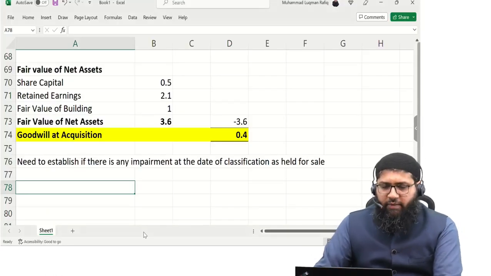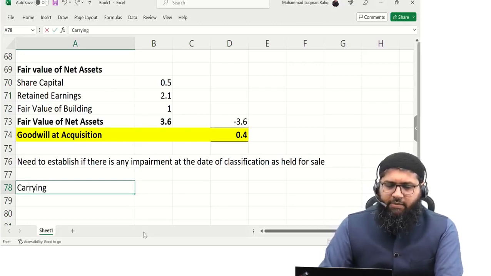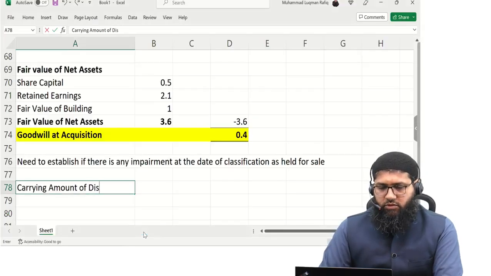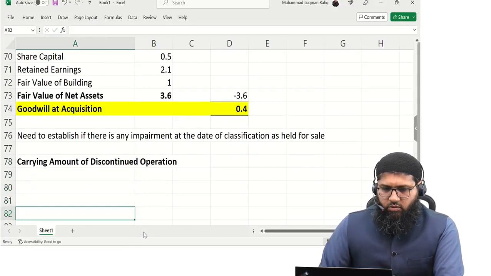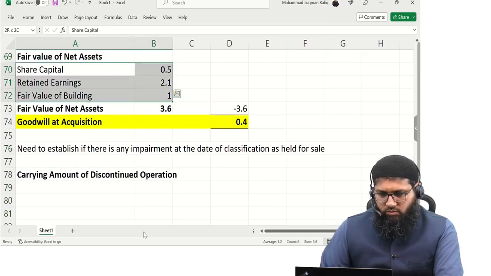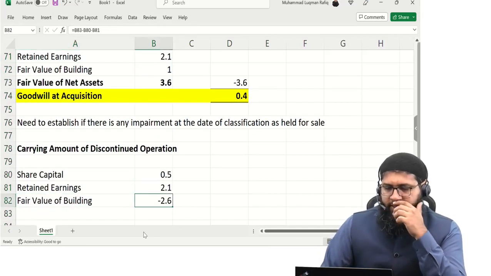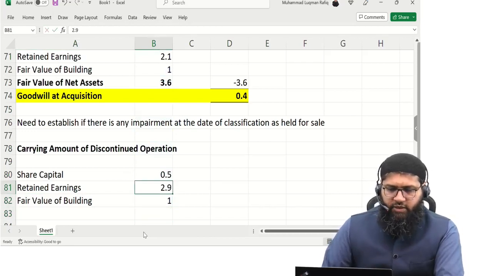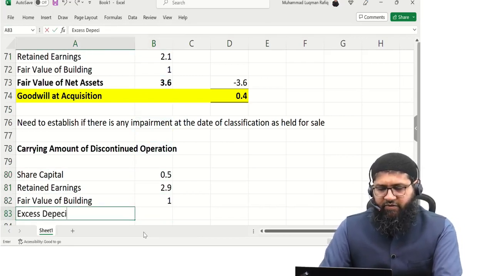So when it is 4.4 million, the carrying amount needs to be established. Carrying amount of discontinued operation. The carrying amount of discontinued operation would include what? This is 2.9: share capital, retained earnings, fair value of building. You would say excess depreciation on building.